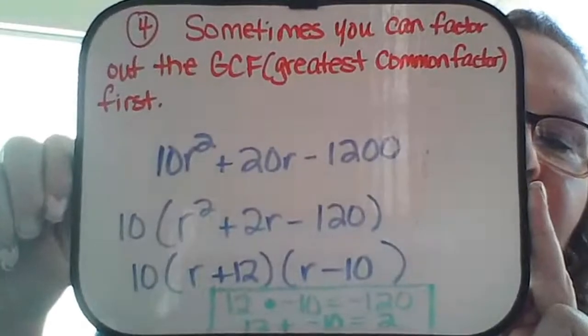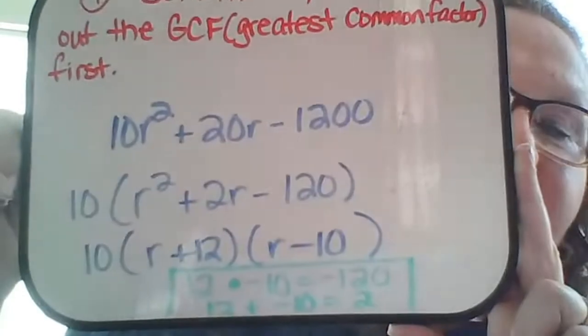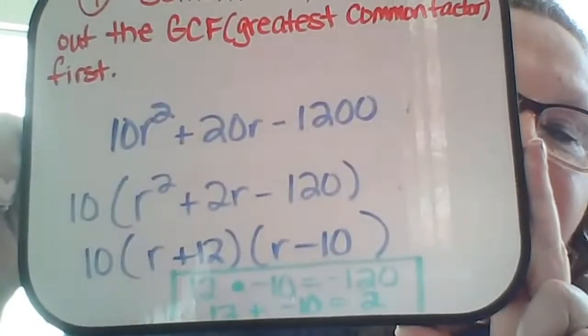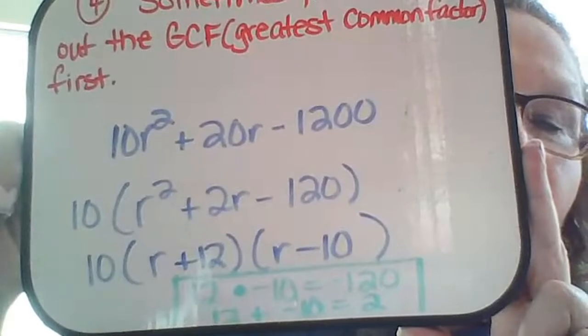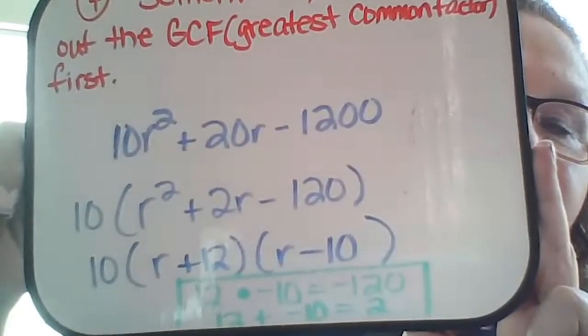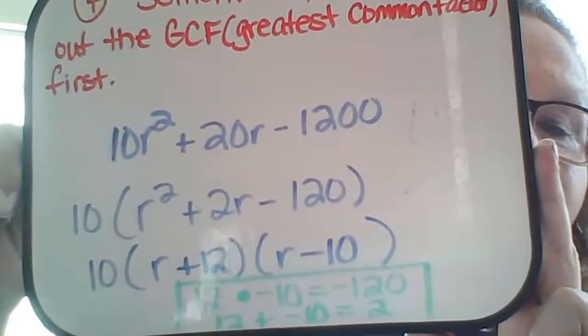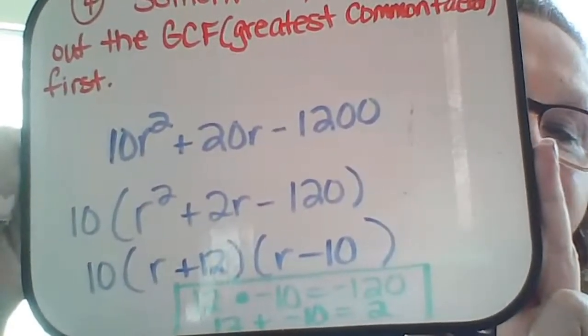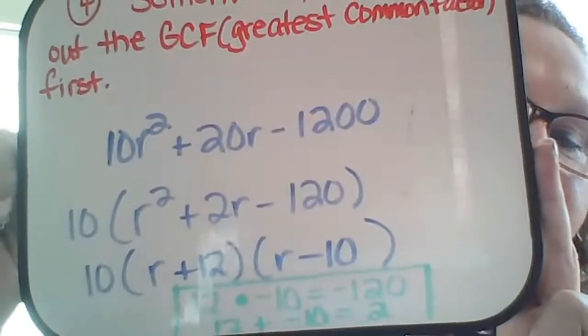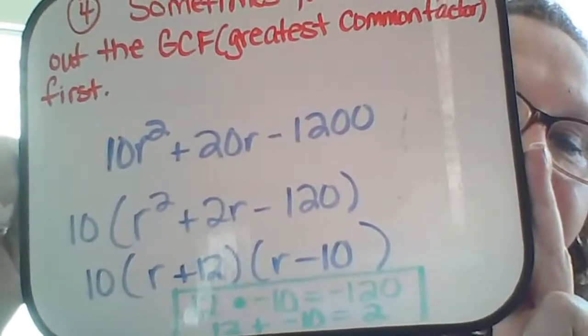So anytime you can factor out a greatest common factor, make sure that you try that first. That's only going to be whenever you have a coefficient in front of the first term. If that would have just been r squared, there would have been no greatest common factor for you to take out.